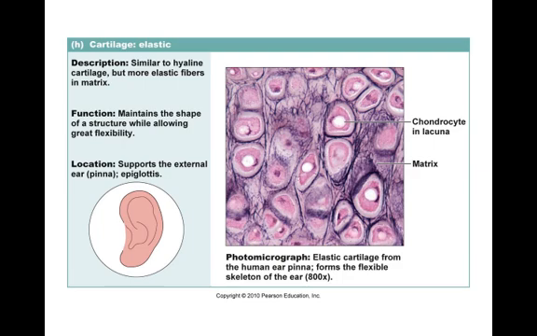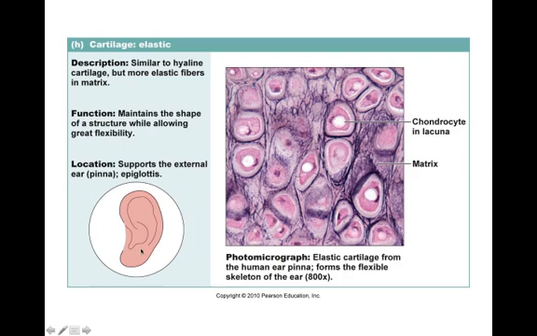We also have elastic cartilage, which is very rare. Elastic cartilage is only found in 2 parts of the body. And as the name implies, this is a type of tissue that is a connective tissue but very elastic. So it has a great deal of elastic fibers in this area. We're only going to find this in 2 spots.